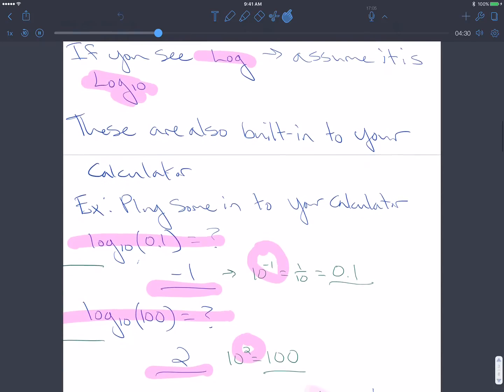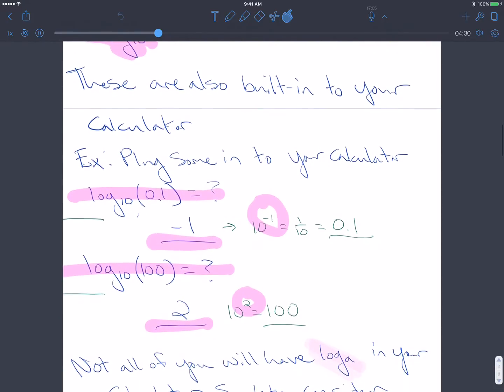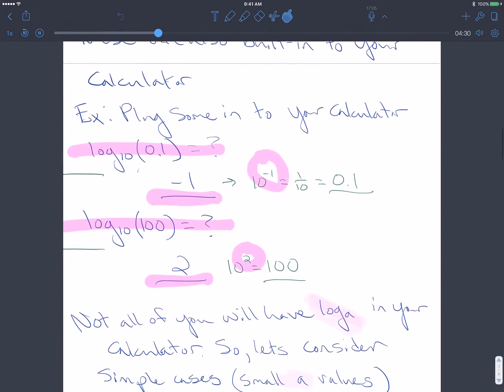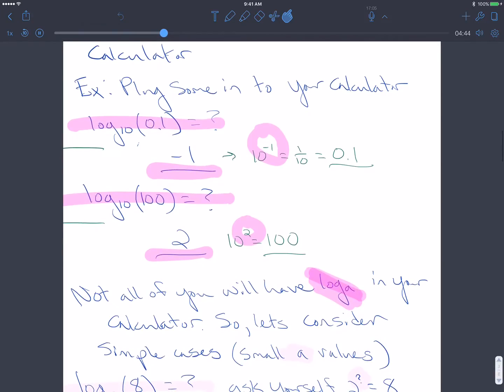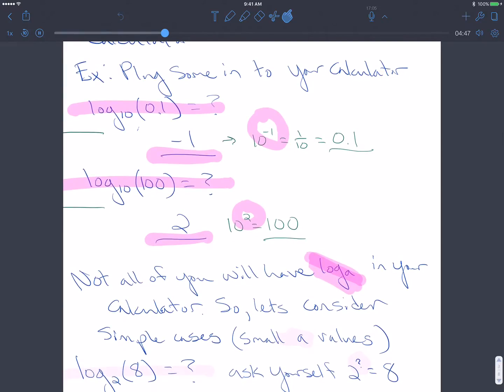Okay? Now, not all of you are going to have a more general logarithm, which is log base a or log base b, I think is what your calculator calls it. So we're just going to talk about some simple cases of other logarithms, just to give you an idea of how these are working. And by simple, I just mean smaller a values, things that you could easily check.